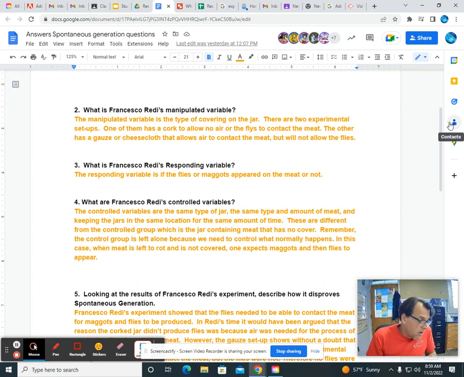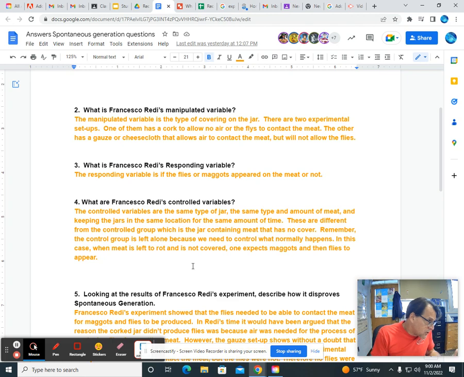And so lo and behold, flies did arise on the jar that was open with the meat, the control group, just like people thought, but nothing happened to the rotting meat corked up. And people said, aha, well, that's because there's no air. Well, in the third setup, not only did the flies not appear on the meat, but the flies actually laid eggs on the top of the gauze and actually produced new flies, maggots, and then flies from on top of that gauze. So it showed that the flies in turn produced new flies, that it didn't come from the rotting meat.